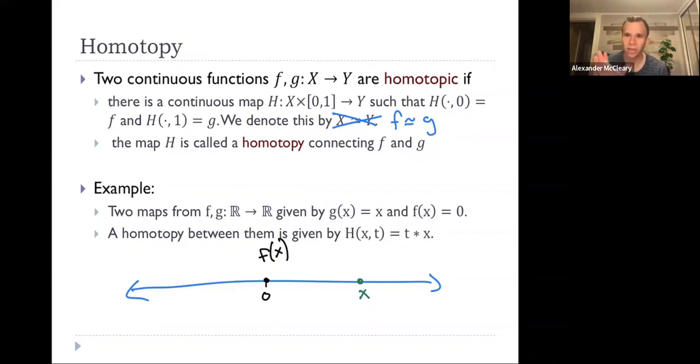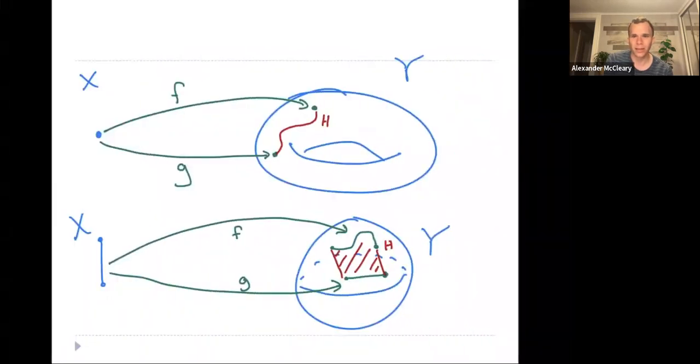So basically the homotopy needs to give us a path between X and 0. And we can do this by simply multiplying by T, right? Because T is going from 0 to 1. When T is equal to 0, we'll be at 0. And when T is equal to 1, we'll be at X, and we'll be going continuously between the two. So this does give us a homotopy between the two maps, F of X and G of X, which are the identity and a constant map. Okay, so this is the example.